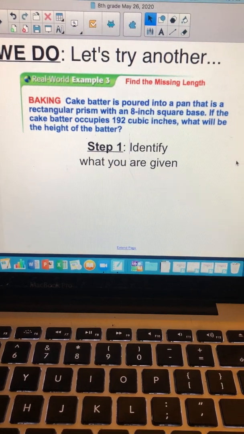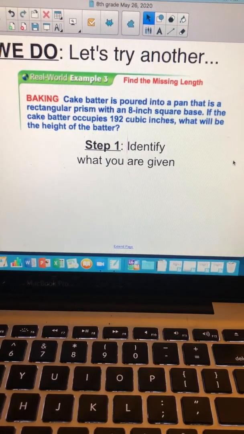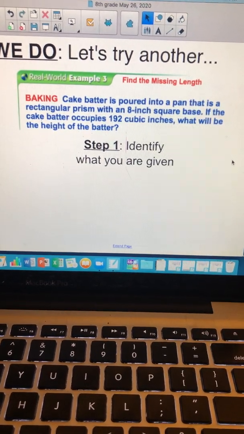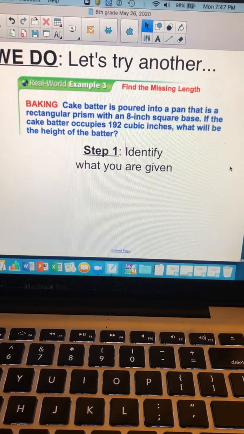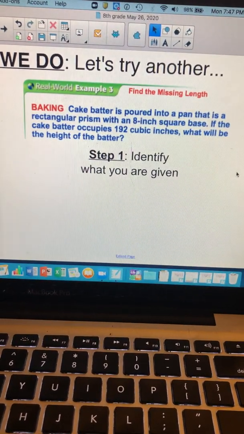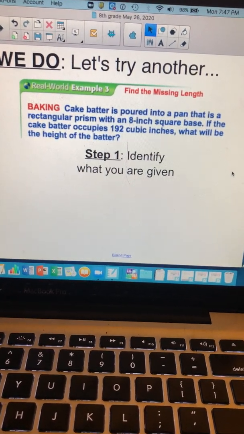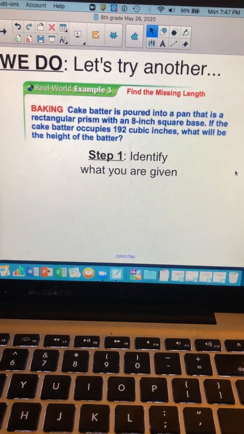Here's another example where it talks about a cake batter poured into a pan that is a rectangular prism with an 8-inch square base. If the cake batter occupies 192 cubic inches, what will be the height of the batter? So again, we have to think about what we are given. We're told that it's a rectangular prism, so right there I'm already thinking, okay, length times width times height, right?